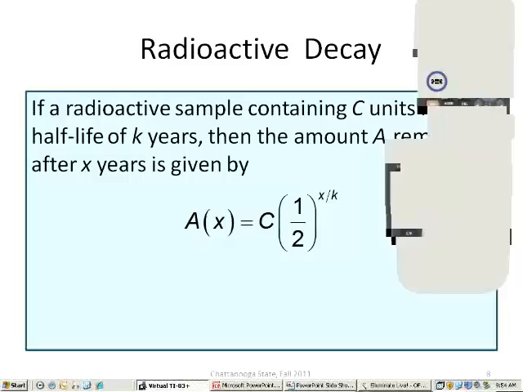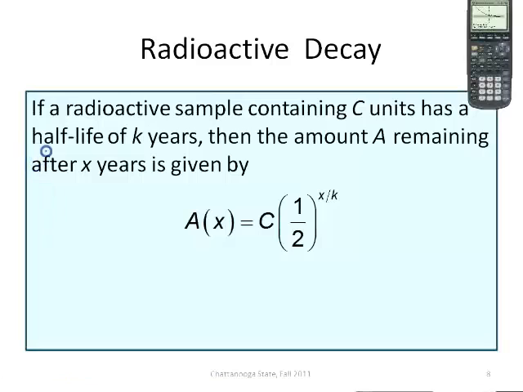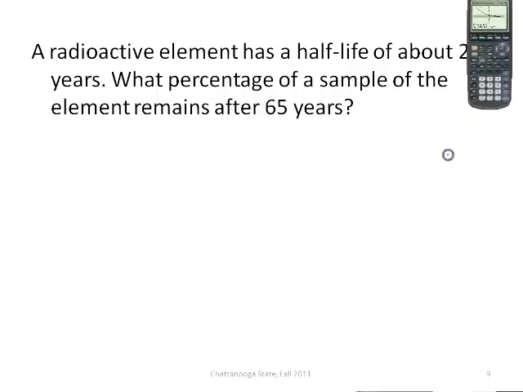Now, we also have radioactive decay that we can look at, where we know about the half-life of elements. The radioactive decay will tell us the percentage of the original amount that's left. So this A of X here is actually some percentage of C, where C is what we started with. X is the amount of time, and K is the half-life of the element.